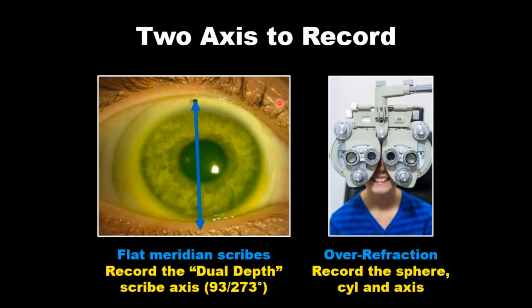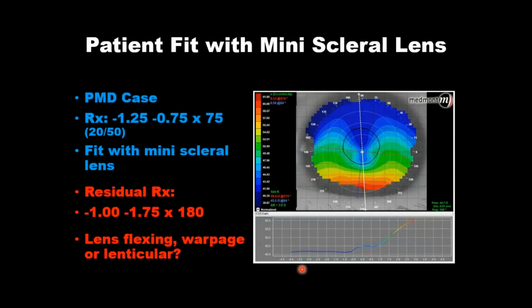So you're going to note two things for the lab when you have residual astigmatism. Number one, where are these axis markers? In this case, they're at 93 degrees and 270 degrees. So that's the first thing, and it tells the lab where the flat meridian of the back surface is going to align. Then, of course, we have our overfraction with our sphere, cylinder, and axis, and we're going to put that at the appropriate axis of the lens.